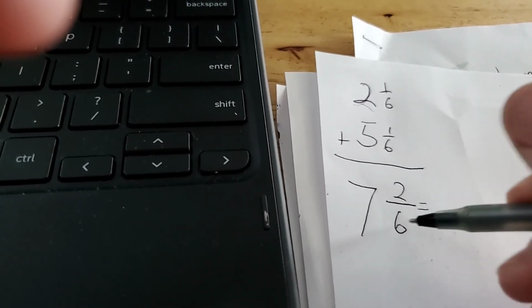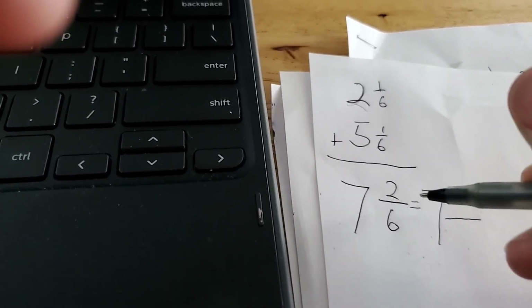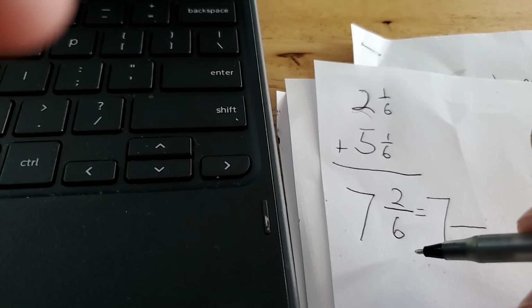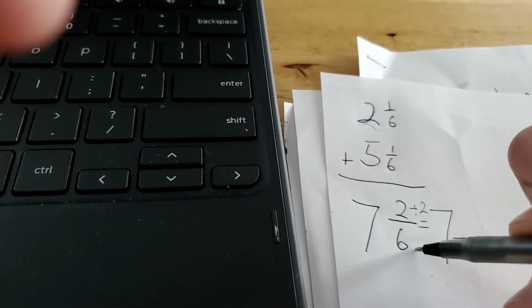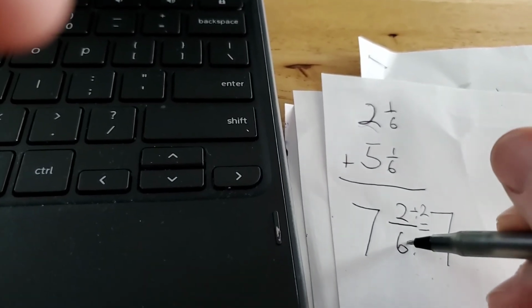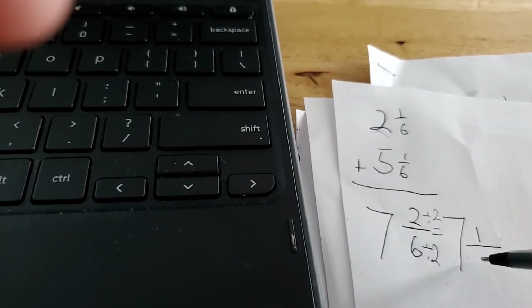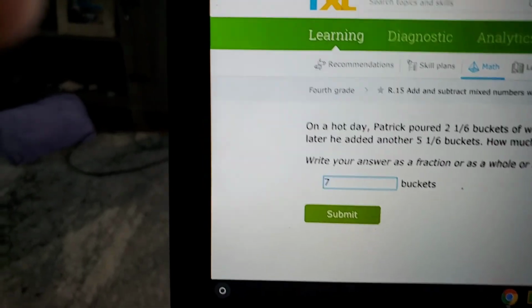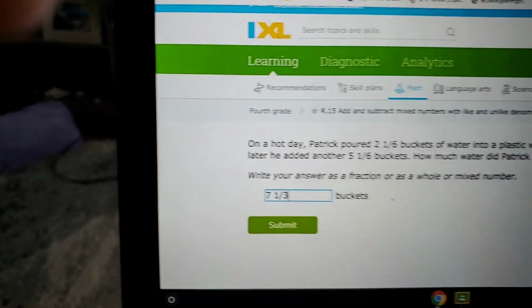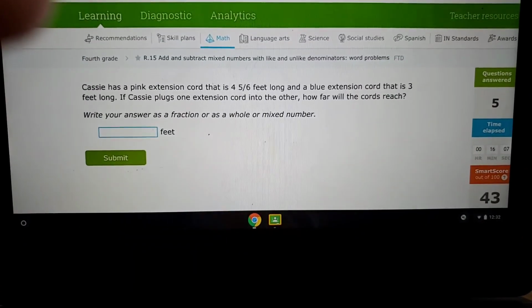Now, we've got to simplify our fractions, though. So keep 7 whole the same. And just think about dividing by a common factor that goes into 2 and 6, a number that's evenly divisible into 2 and 6, and that would just be 2. 2 is the only number that goes into 2 besides 1, and that wouldn't help us. So we divide them both by 2. So 2 divided by 2 is 1. 6 divided by 2 is 3. And that's it. I should have 7 1/3. Let's check it out. All right. Conquered. Next set.